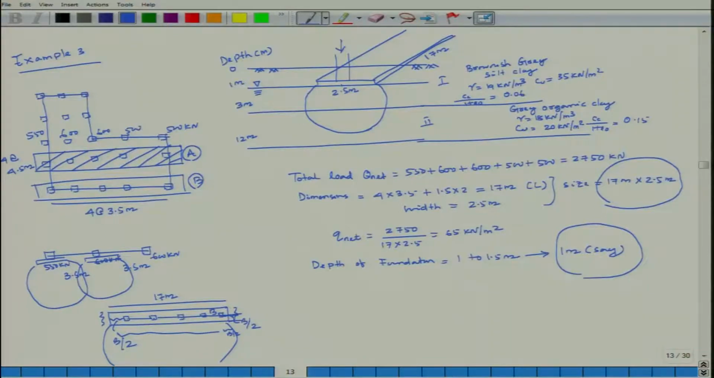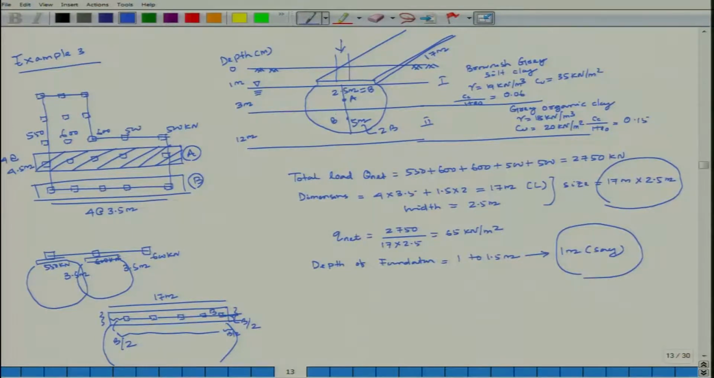So, total will be 5 meter, considering it is 2 times B, and this is my B. Once it is 5 meter, that means the first 2 meter is one soil layer, the next 3 meter is another soil layer. Fine. Here it is A, here it is B at the middle.